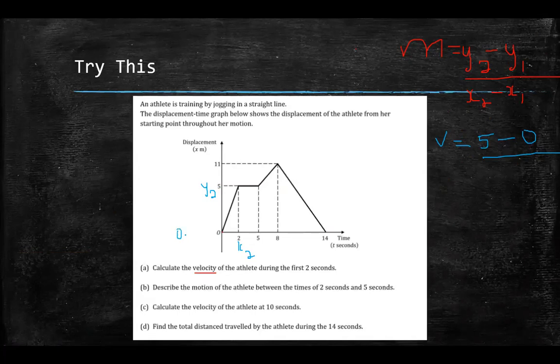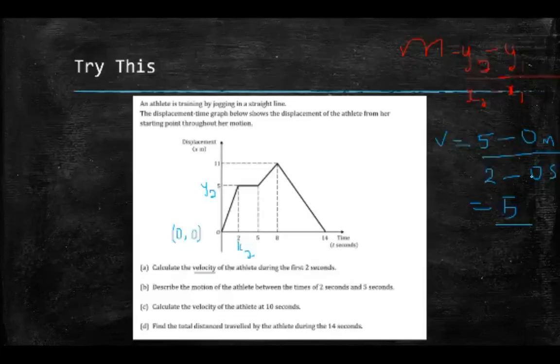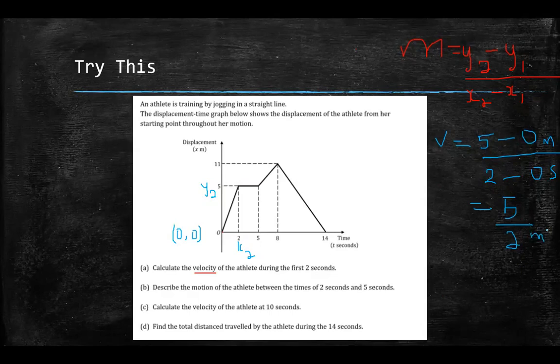Just in case anybody forgot, the coordinates of the origin are 0, 0. So my x value is 0 and my y value is also 0. That's why I have 0 here. 5 minus 0, x2 is 2, and for the origin, the x value is 0. This is meters, this is seconds. 5 minus 0 is 5, and then 2 minus 0 is 2. So the velocity during the first 2 seconds is 5 over 2 meters per second.